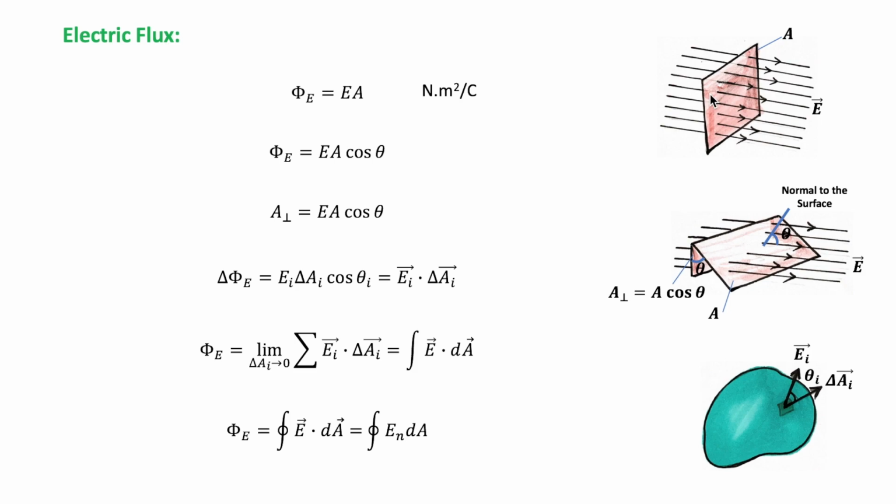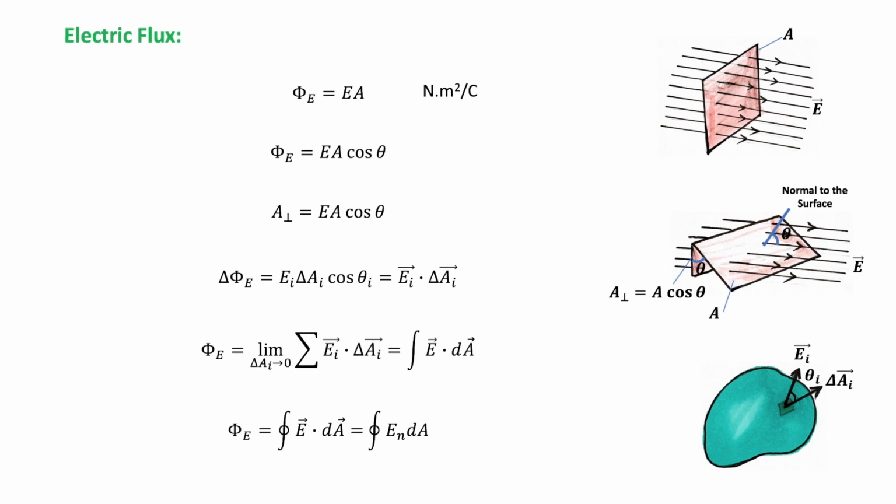You can think of flux in terms of field lines passing through A. If we increase A, it means more lines of E will pass through, which will increase the flux. And if we increase E, so we have a stronger electric field, it means the field lines are more closely spaced and therefore there will be more lines per unit area, which again will increase the flux.